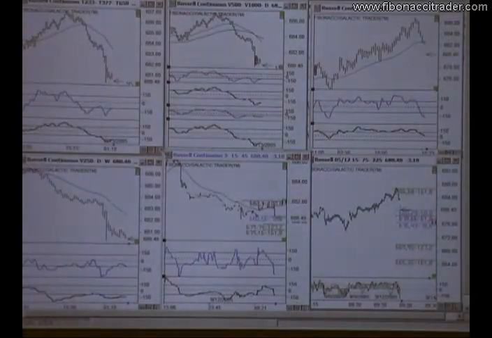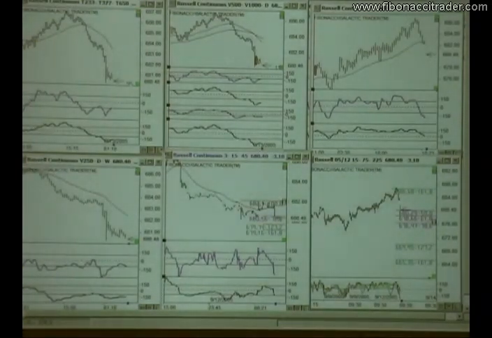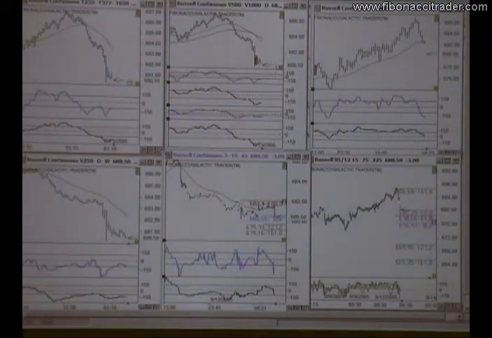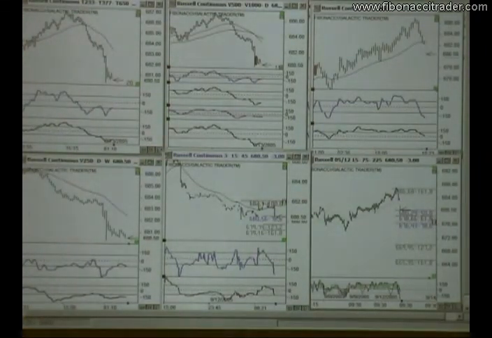Here you see we changed the. Oh. Did you get a trade? One second.